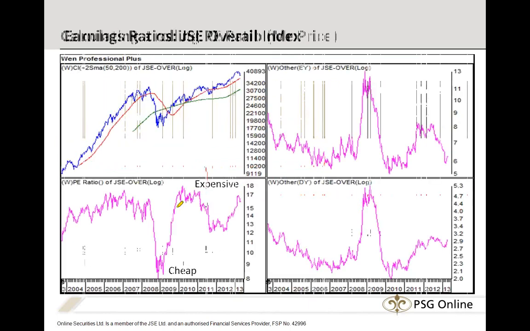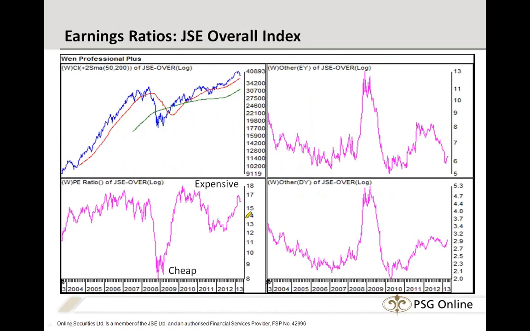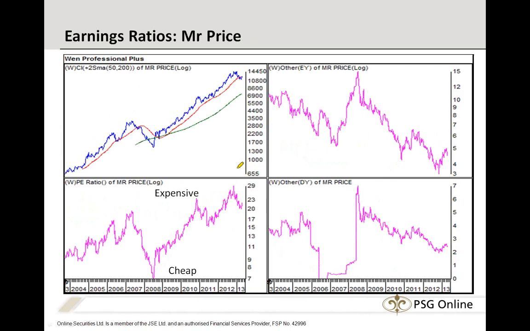So if you look at the overall market right now, this is looking at the PE ratio for the whole market. When the market's trading around about the 17, 18, we're expensive. And when we're trading at 8, we are cheap. Okay, so that's based on the whole market, looking at all the PE ratios of the market. Mr. Price as such, we're hovering around about 21.